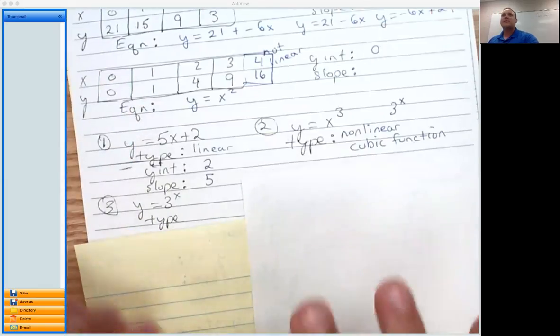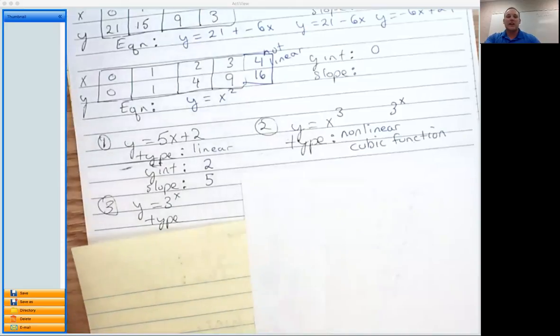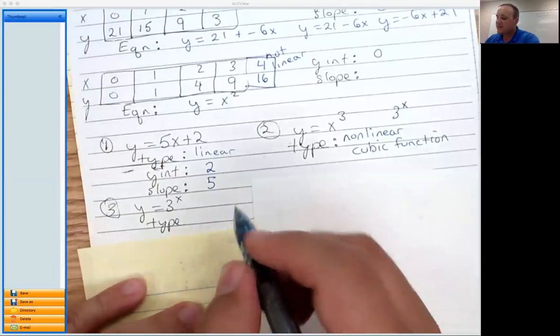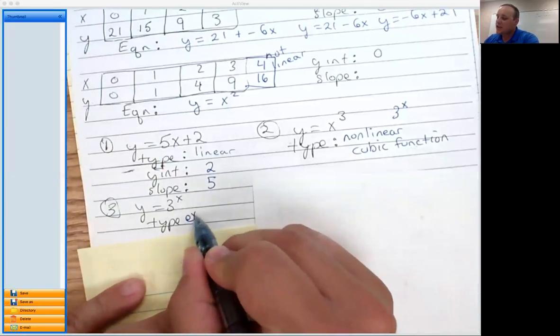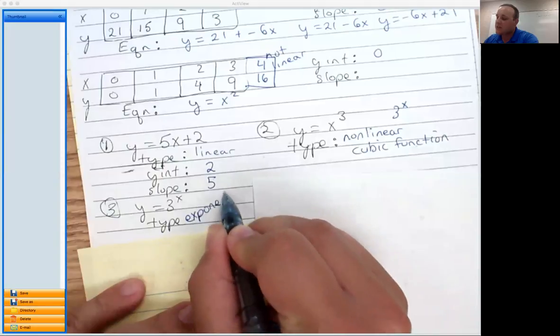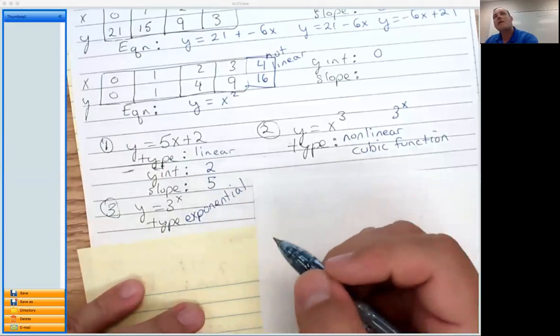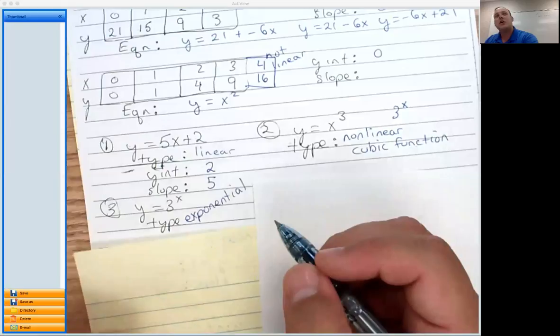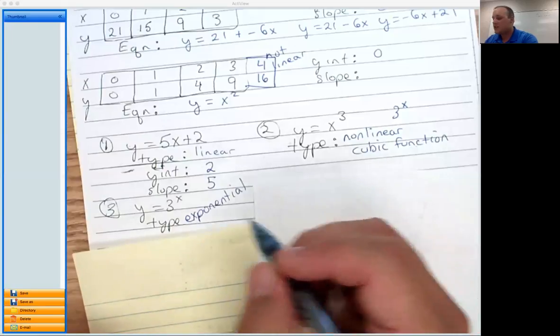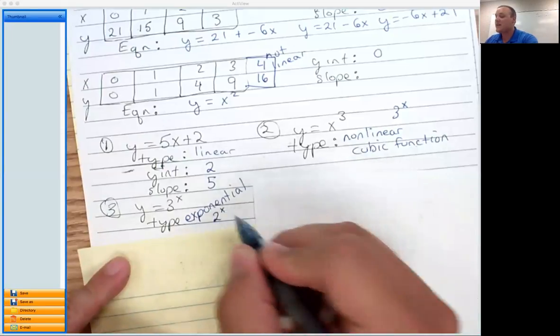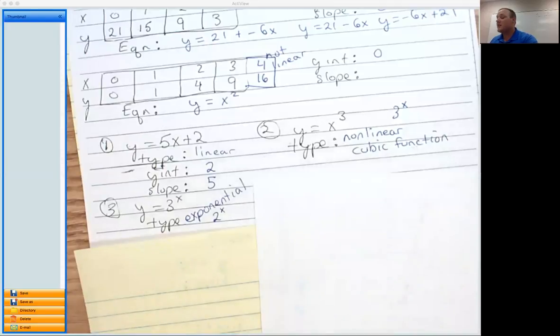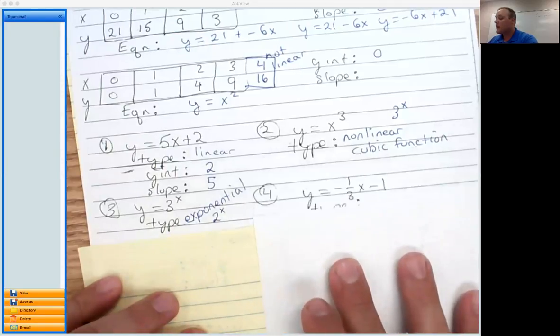All right. Here, 15 seconds of wait time. The type of equation right here. 5, 4, 3, 2, 1, go. What type of function is this? Exponential. Who could give me another example of an exponential function? 2 to the x, you mean? 2 to the x, that would be another example. All right, here.